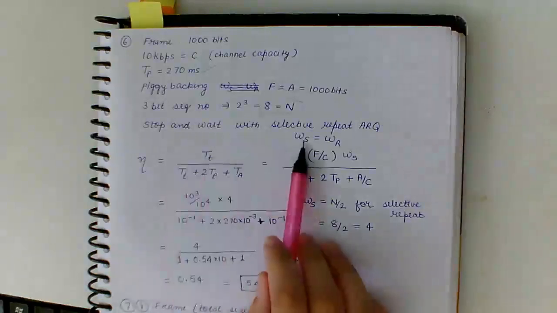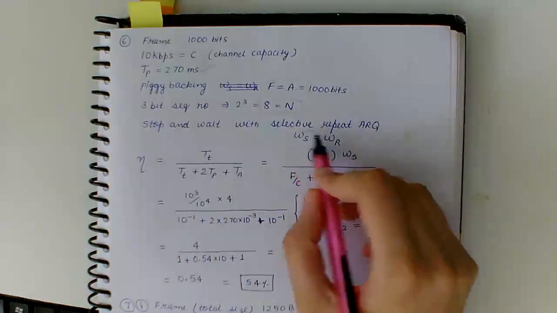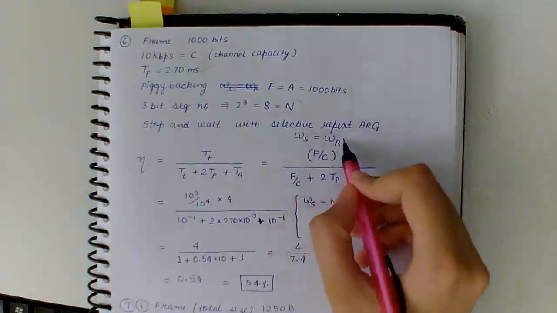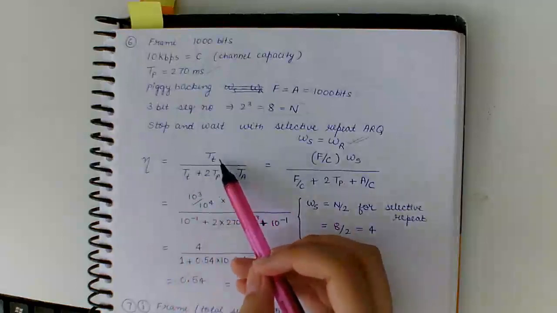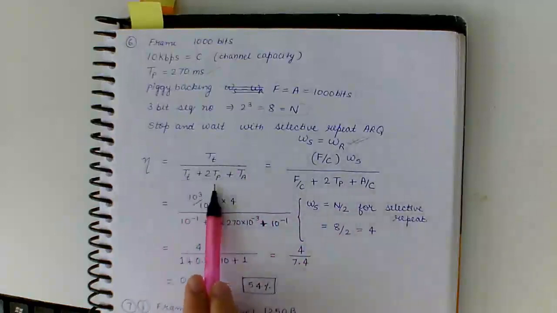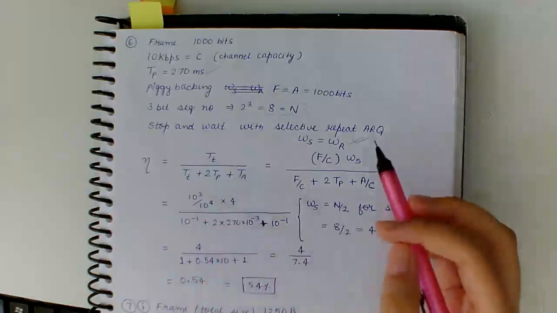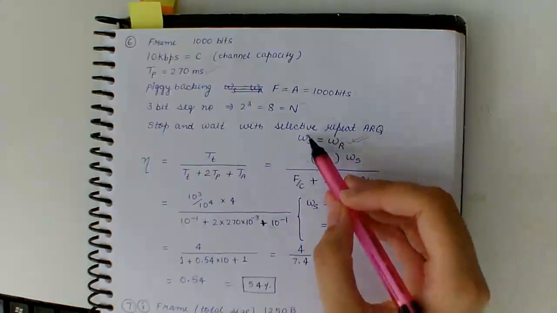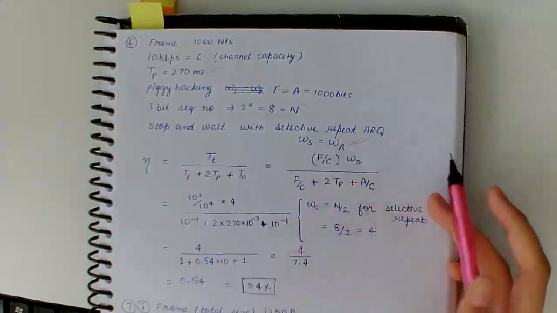So with stop and wait protocol, as it is not given, we assume that it is a selective repeat ARQ where the sender window size and the receiver window size are the same. So efficiency is given by transmission time divided by transmission time plus 2 times propagation delay plus time required by acknowledgement frame, into sender window size, as the sender window size is given.